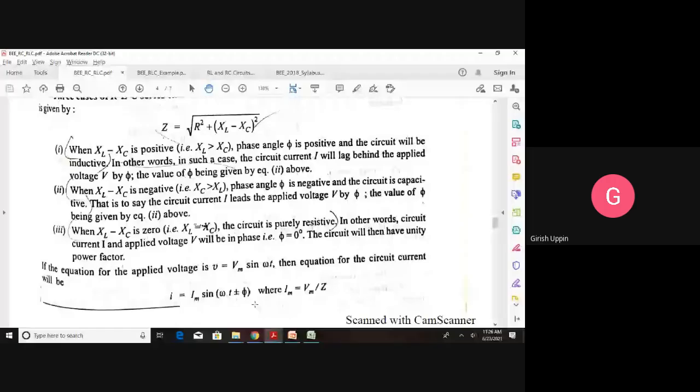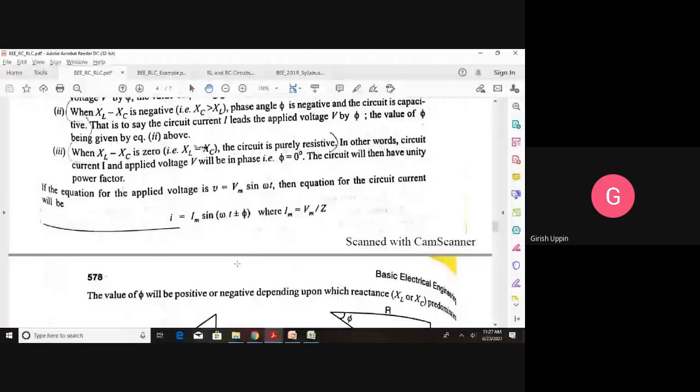And another scenario where phi is equal to 0, right? Phi is equal to 0 means what? VL is equal to VC, or XL is equal to XC, where VL minus VC becomes 0. Then I is equal to Im sin omega t. That time both voltage and current are in phase.